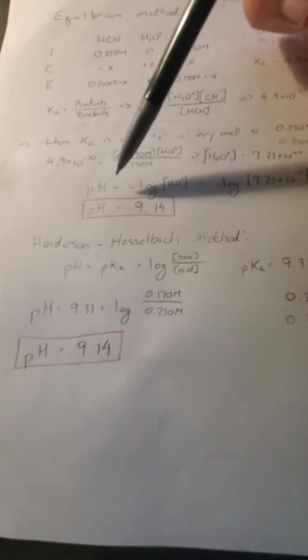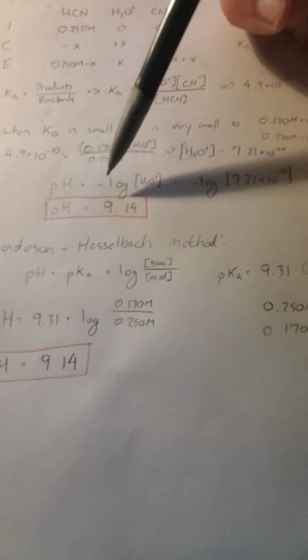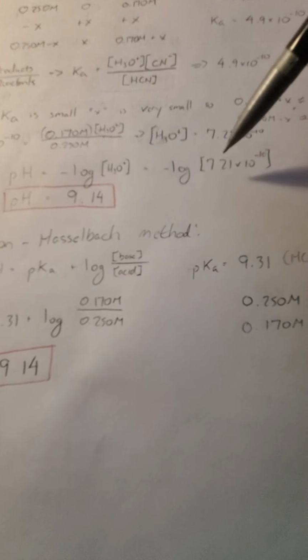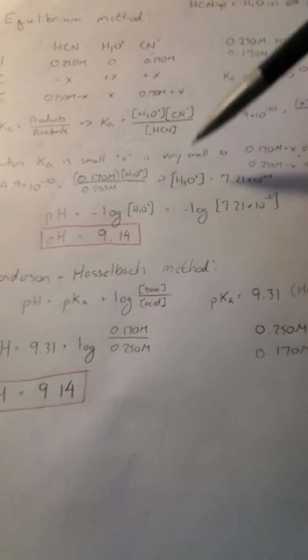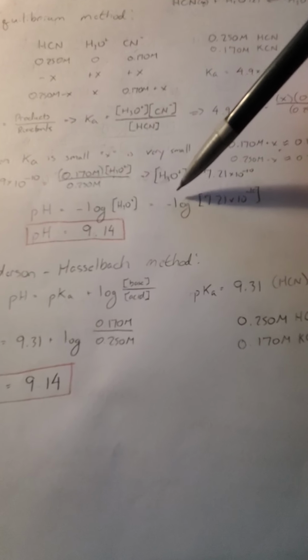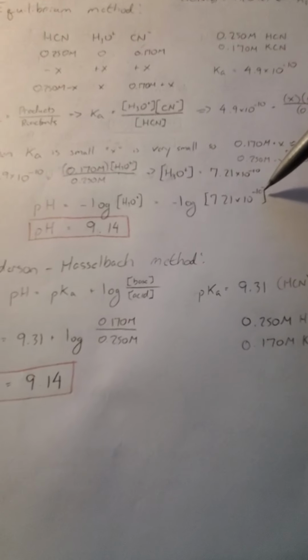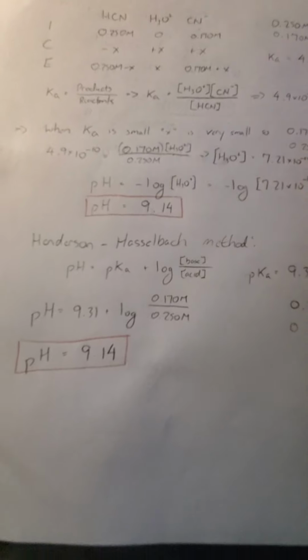Next we move on to the pH equation. pH equals negative log of the hydronium ion. So it equals negative log 7.21 times 10 to the negative 10. And that gives the pH value of 9.14.